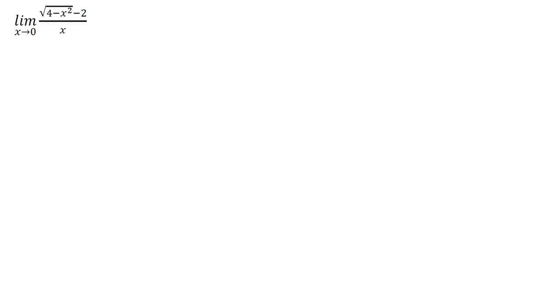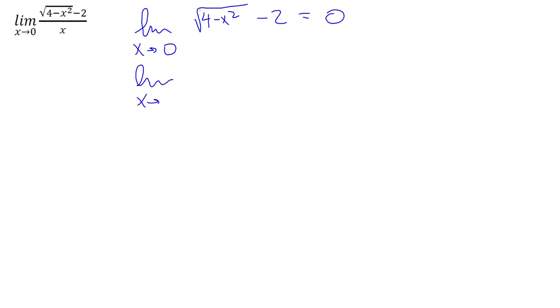For number 5 here, we're just going to check real quick to make sure it's 0 over 0. So the limit as x approaches 0 of root 4 minus x squared minus 2. Well, 4 minus x squared, if x is 0, should just be 4, right? So square root of 4 is 2. 2 minus 2 is 0. And of course, the limit as x approaches 0 of x is just 0.